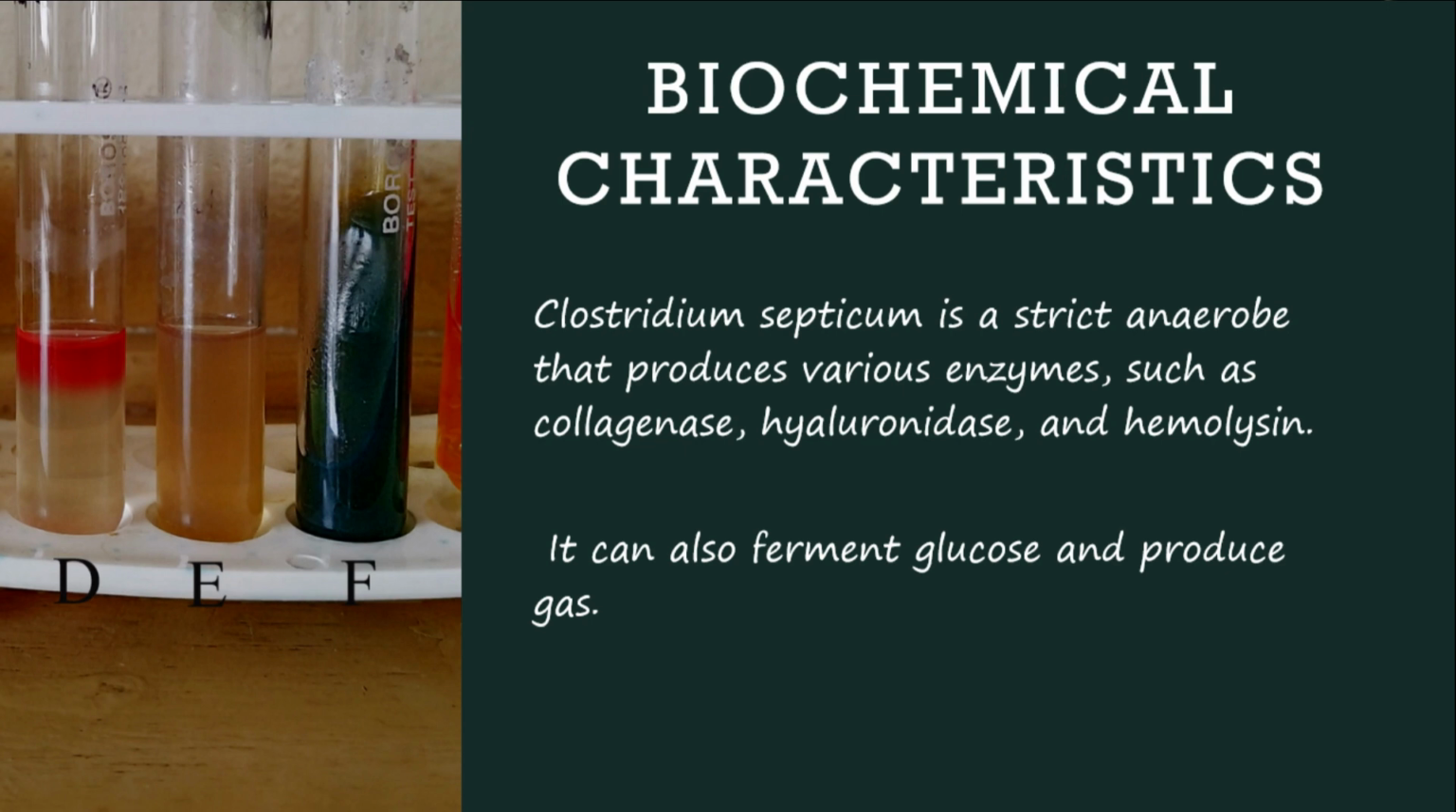It possesses various enzymes, including collagenase, hyaluronidase, and hemolysin. Collagenase helps the bacterium break down collagen, a protein found in connective tissues. Hyaluronidase aids in the degradation of hyaluronic acid, a component of connective tissues. Hemolysin is a toxin that can damage red blood cells. Additionally, Clostridium septicum is capable of fermenting glucose, a process that generates energy for the bacterium. This fermentation can also result in the production of gas as a byproduct.